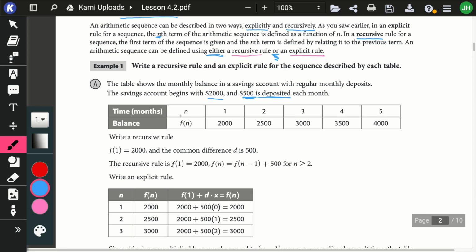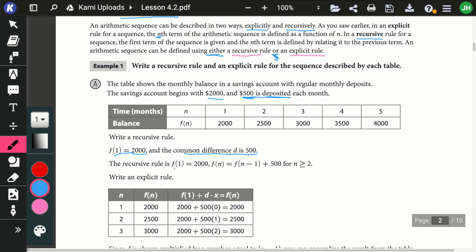So let's look. Time in months is n, 1, 2, 3, 4, 5 months. The balance, or f of n, is 2,000 to begin with, and then goes up by 500 each month. So we want to write a recursive rule. So first of all, we need to know that f of 1 is 2,000 because that's defined right here where it says begins with 2,000. So f of 1 equals 2,000. And the common difference, right, f of 2 minus f of 1 is 500. f of 3 minus f of 2 is 500. That's the common difference, 500.